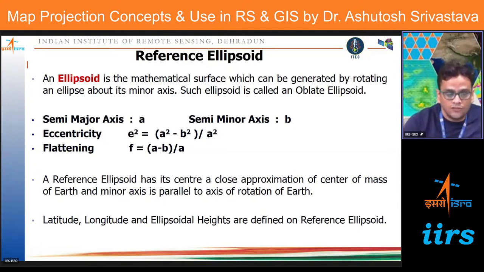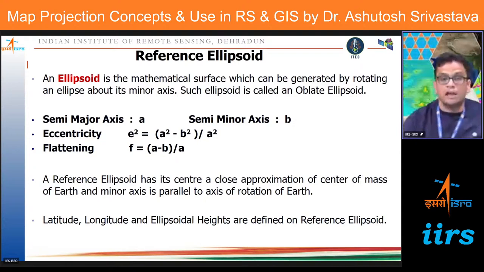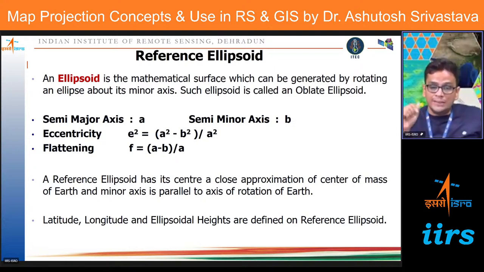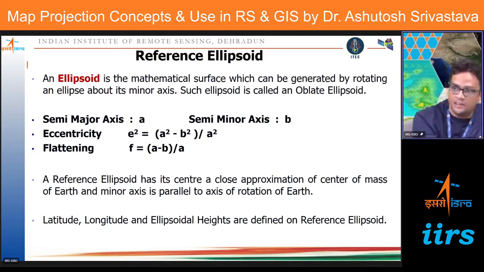Then the flattening coefficient is just the ratio of A minus B to A, which shows the flattening. By using these parameters, we generally define our ellipsoid. A reference ellipsoid has its center as a close approximation of the center of mass of the Earth, and its minor axis is parallel to the axis of rotation of the Earth. Latitude, longitude, and ellipsoidal heights are defined on this reference ellipsoid.